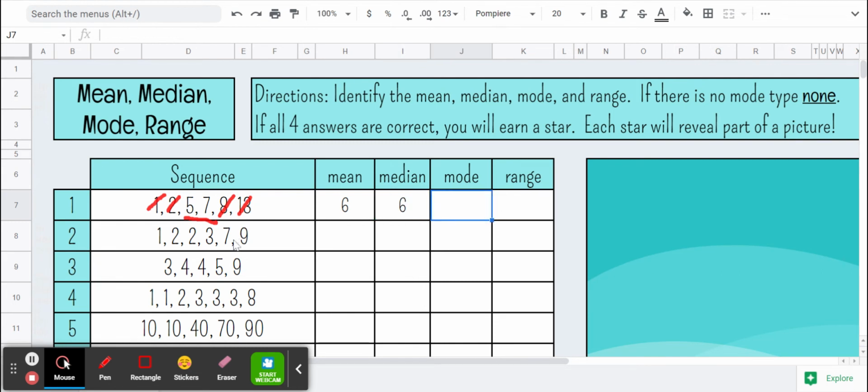The mode is the most common number, the number that you see the most. Well, they don't repeat. We see them all just once, so there's actually no mode. So we're going to put none.